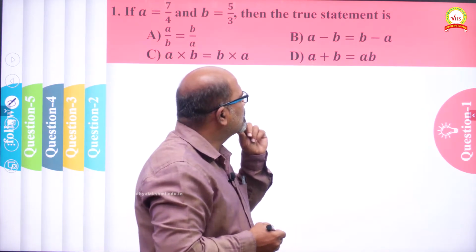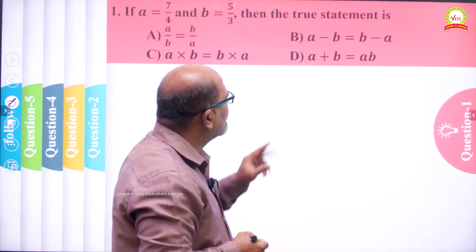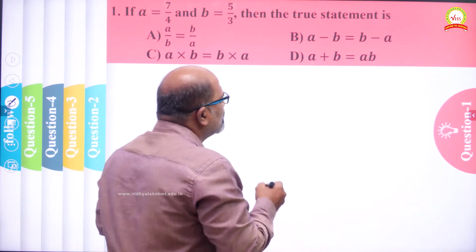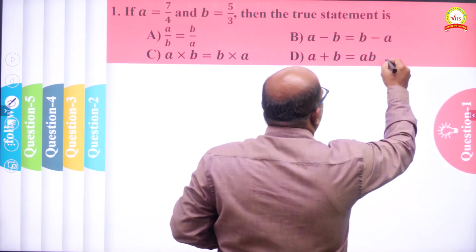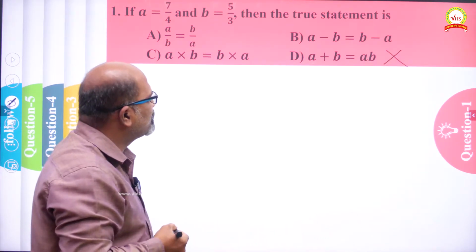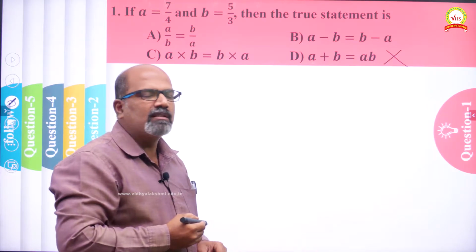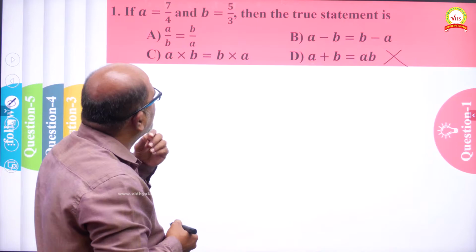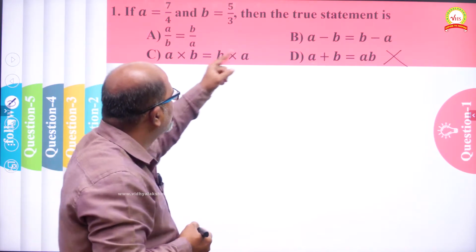And the fourth option is ridiculous here. You can see that A plus B equal to AB. Definitely for any numbers, you cannot have this relation A plus B equal to AB. So this fourth option I am ignoring. Now I want to find the true statement from the remaining 3.